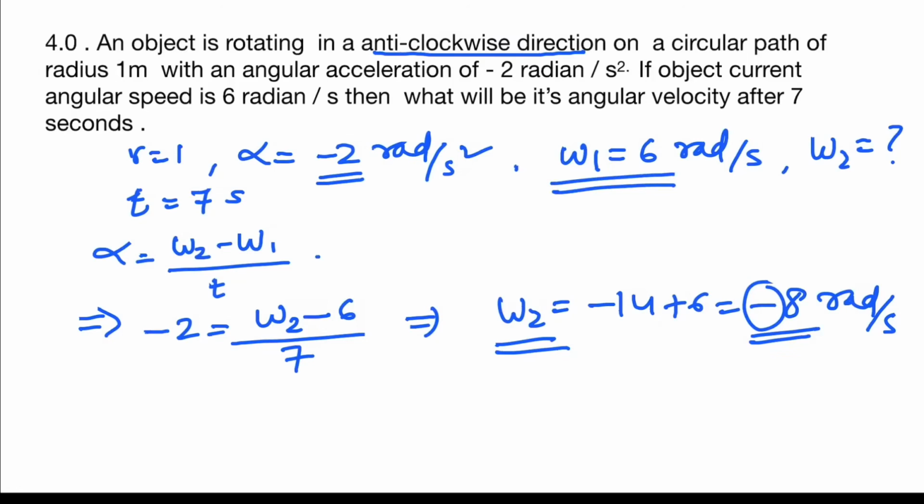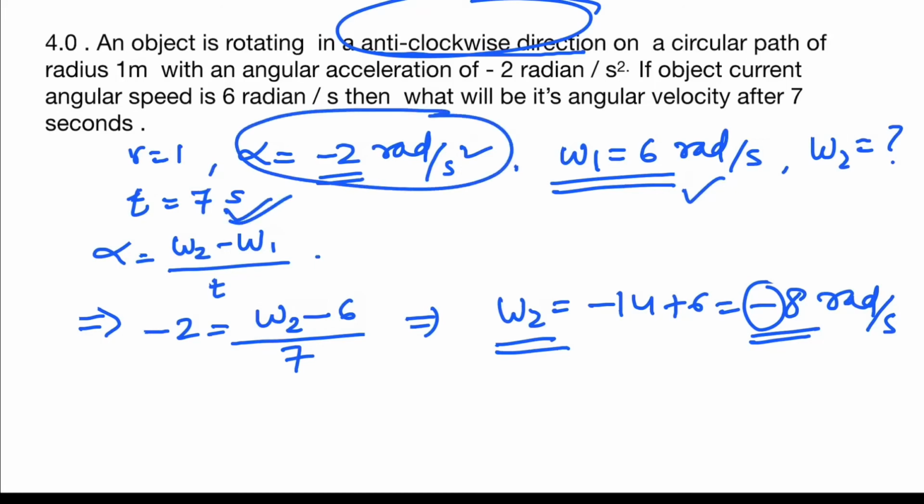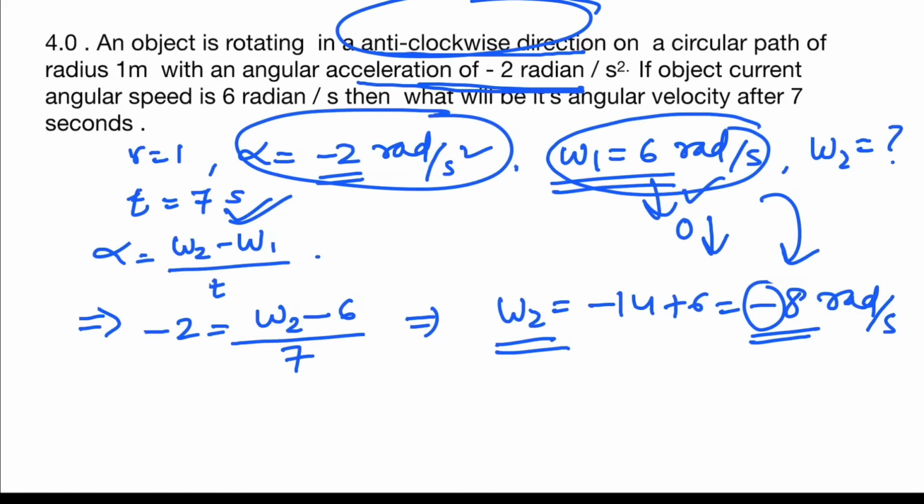Before 7 seconds it was rotating in anti-clockwise direction with positive value. After 7 seconds of time period, because of this negative acceleration, its current angular velocity is in negative direction. That means the object at this moment is moving in clockwise direction instead of anti-clockwise direction. And that happened because of this negative angular acceleration. Because of this negative angular acceleration, the angular velocity reduced from 6 to 0 and then started increasing in negative direction or clockwise direction.